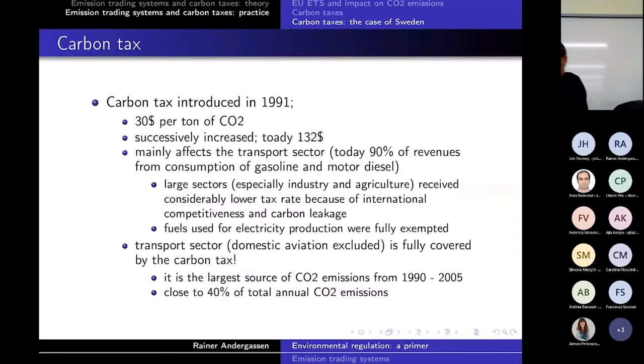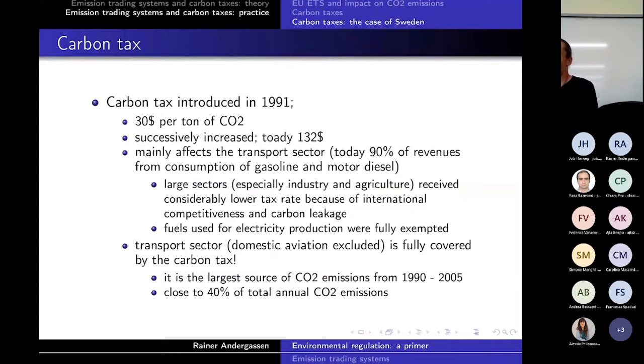So here, a little bit of background, a little bit into the details of the paper. The carbon tax, as mentioned before, was introduced in 1991 at $30 per ton of CO2, and successively increased, and nowadays it is $132. And it mainly affects the transport sector. So this would be 90% of revenues from consumption of gasoline and motor diesel.